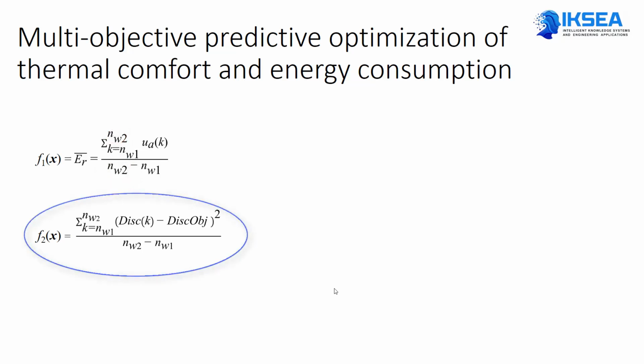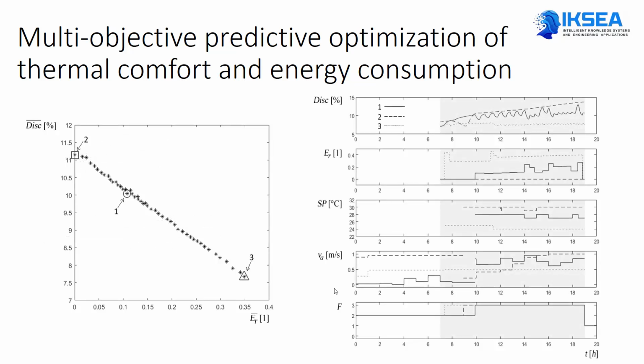The second function is to reach a certain target in the percentage of dissatisfied, which can be measured objectively. This function is also predictive up to horizon NW2. When a multi-objective calculus of the different sequences of decision variables is performed, a Pareto profile like this is obtained. Obviously, lower percentages of dissatisfied will require higher energy spending and vice versa.